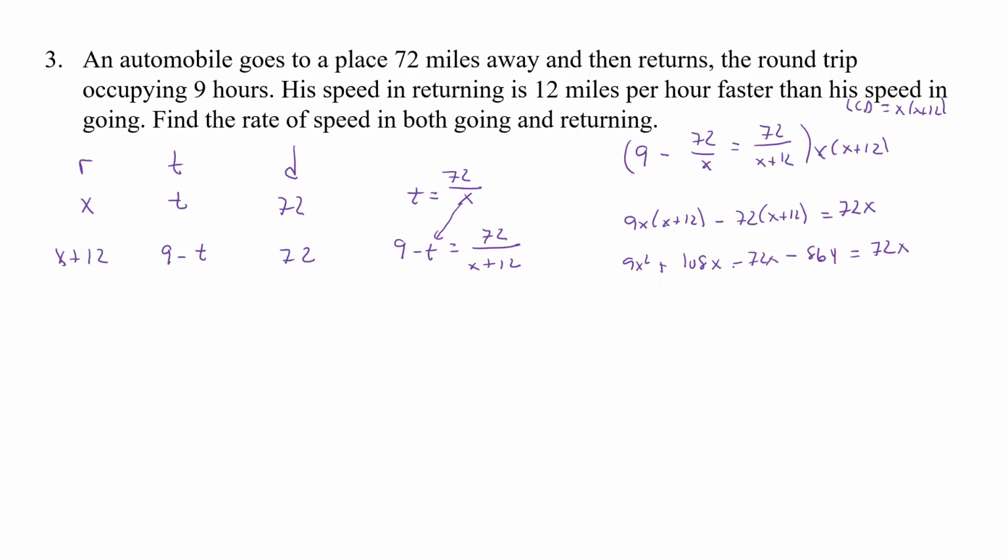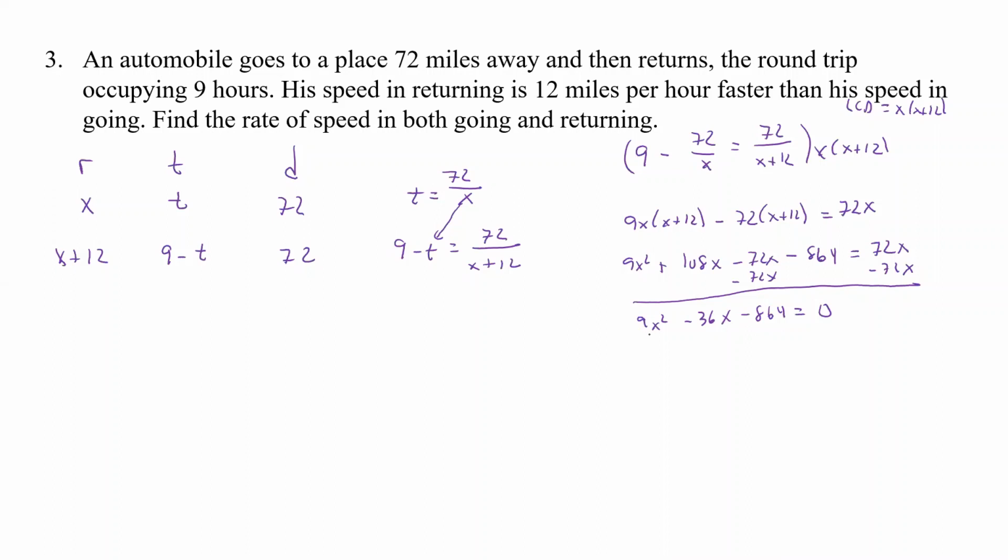All right, so now I need to get everything on the left side. So that means I'm going to subtract 72x. I'm going to subtract 72x. So what do I have? Well, I have 9x squared. Now I have 108 minus 72 minus 72. So that's going to give me a minus 36x, then minus 864 equals 0.